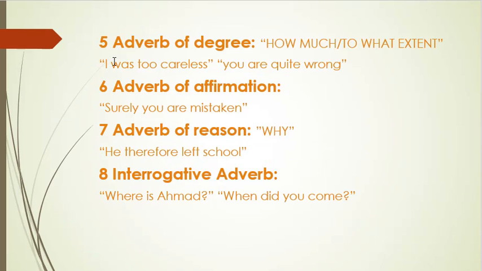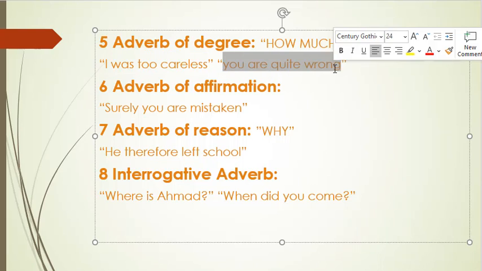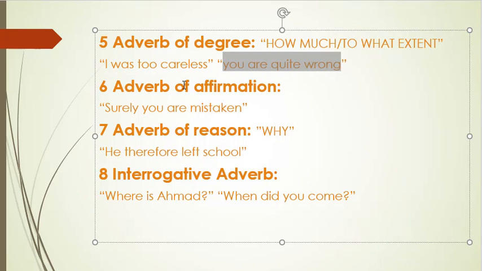And the next one is adverb of degree. The adverb which is used to show the degree of an action and answers how much, to what extent, and in what degree. For example, I was too careless. If someone asks how careless he was, he was too much careless. And you are quite wrong. Here quite is used as an adverb of degree. Some other words like fully, partially are also used to show the adverb of degree.